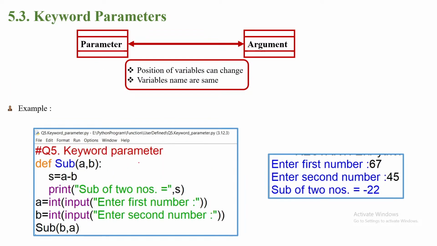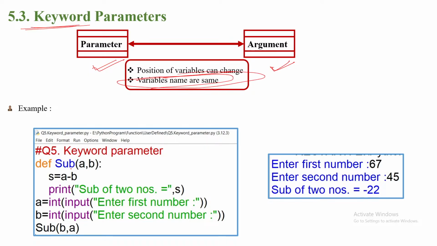Now come to the keyword parameters. Keyword means name. Okay, variable names are the same. Here we cannot change the name of the variable. That is why keyword parameters. Here also we are passing, means receiving the parameters, and the argument is also passed. Okay, both are needed. Position of variables can change. We can change the position, but variable names are the same.